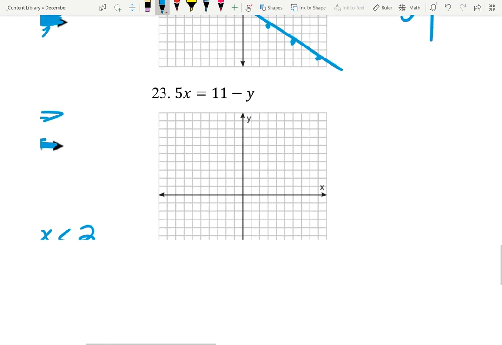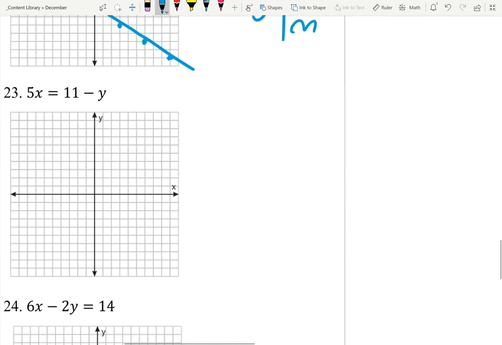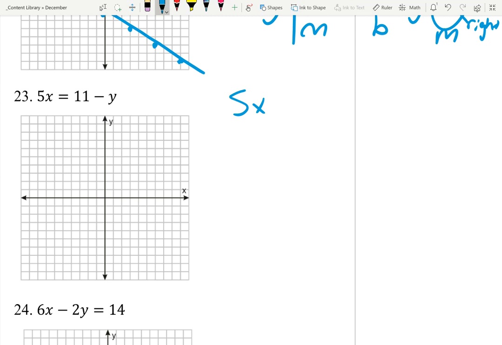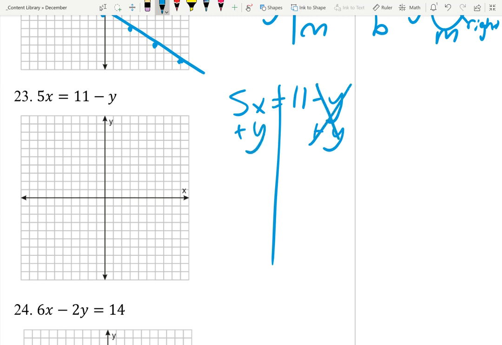All right. Now we have 23. We have 5x equals 11 minus y. All right, let's see here. There's a couple of ways you can do this. What I'm going to do is I'm going to be a little bit clever. I'm going to actually move the y term. A little unconventional, but you can do this. That moves the y term to the other side. So we actually have y plus 5x equals 11.